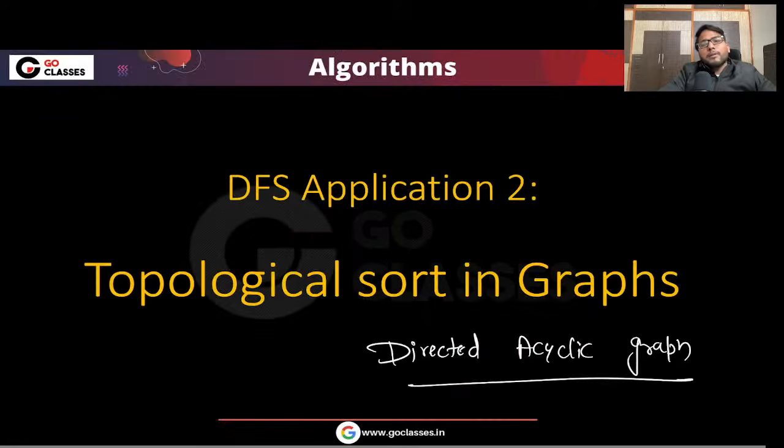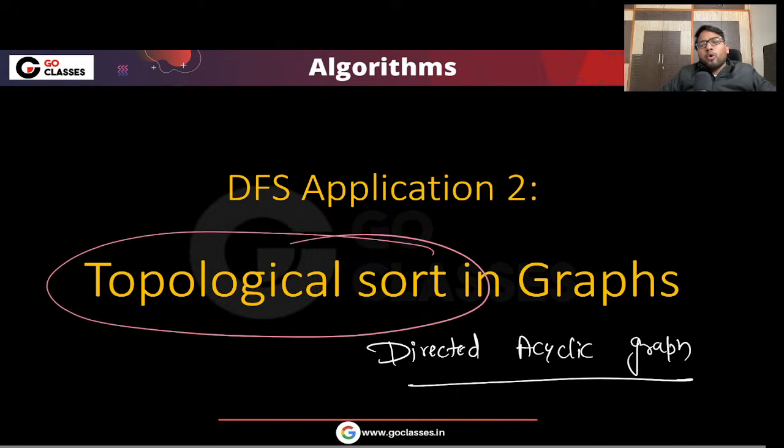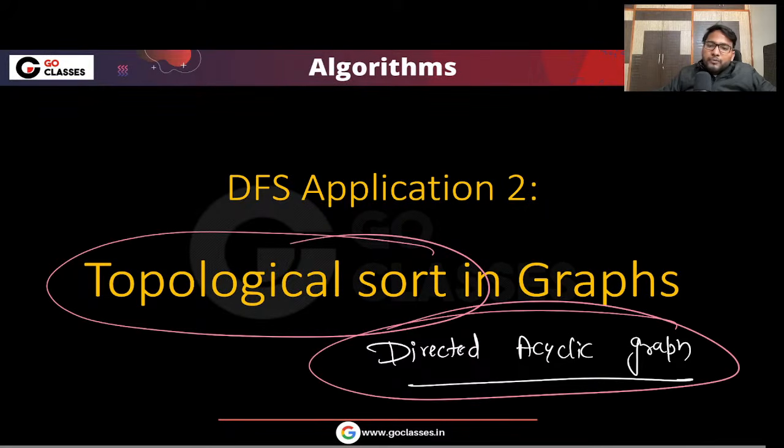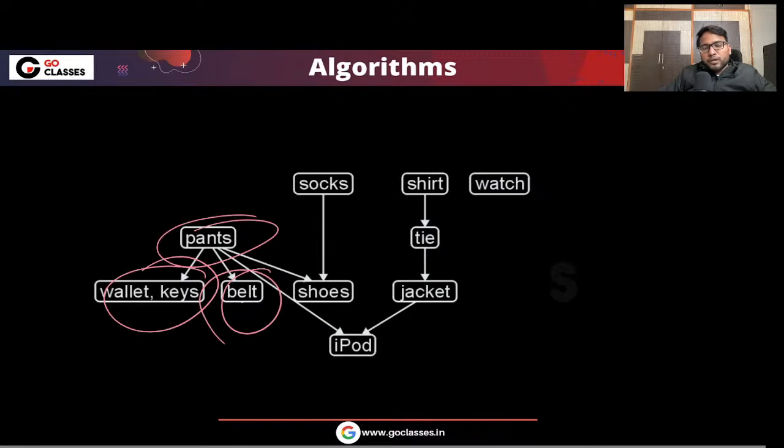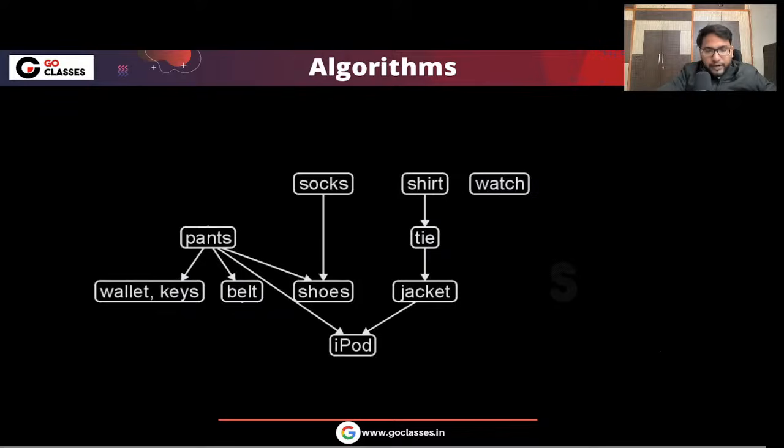But this topological sort has been defined only for directed acyclic graphs. So that's why we will only talk about the directed acyclic graph here. I hope you know what a topological sort is, right? For example, here is a directed acyclic graph. If you want to find the topological sort, you can start with things like wearing the pant first, then wallet and keys, then wearing the belt, then putting on the shoes, and so on, right? So maybe you already know what a topological sort is.